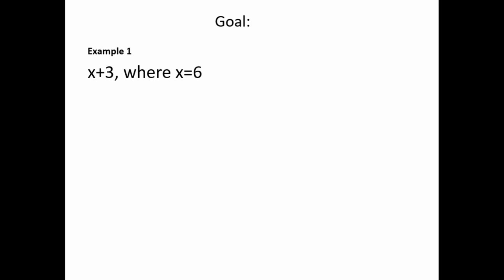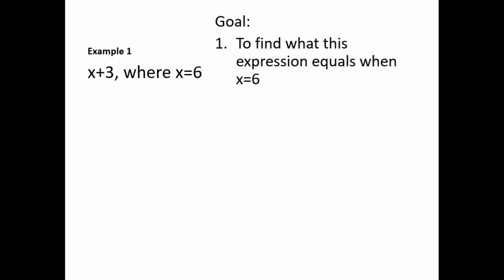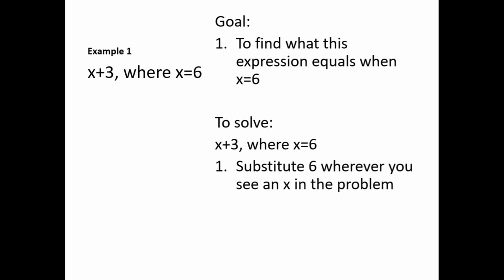So we have our first example here. We have x plus 3, where x equals 6. And so our goal is to find what this expression equals when x equals 6. So to solve x plus 3, where x equals 6, we need to substitute 6 wherever you see an x in the problem. So wherever you see an x, you need to put a 6 in there. And so to do that, we just simply replace the x with a 6, and we have 6 plus 3, and 6 plus 3 is 9. And that is our answer.